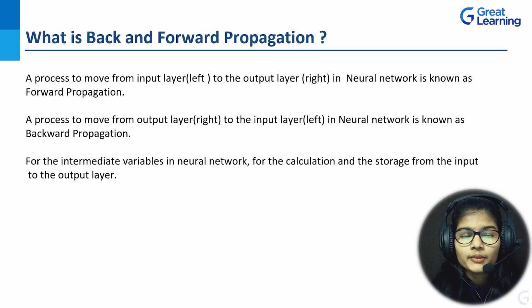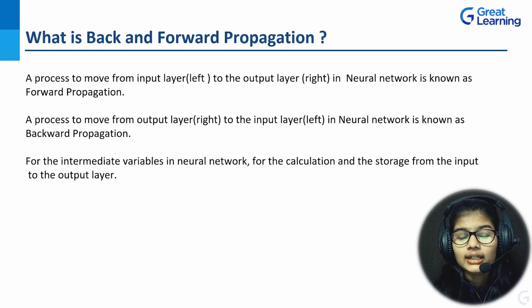So here we go. What happens in forward propagation? It is a process to move from the left to the right in a neural network. Left to right means from the input layer to the output layer, and that's known as forward propagation. It means moving from the left towards the right in a neural network. That's called forward propagation.